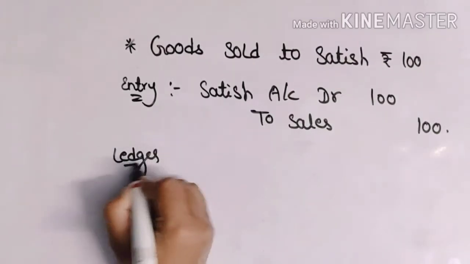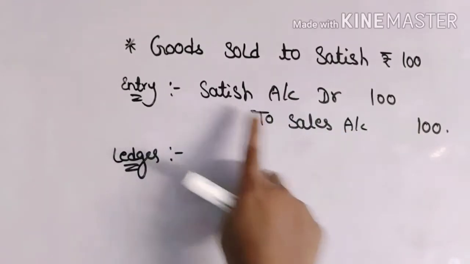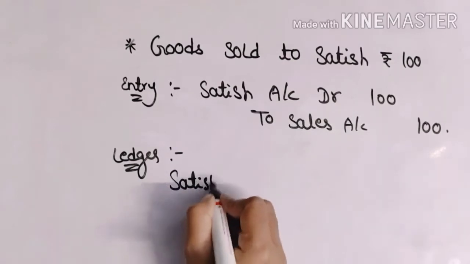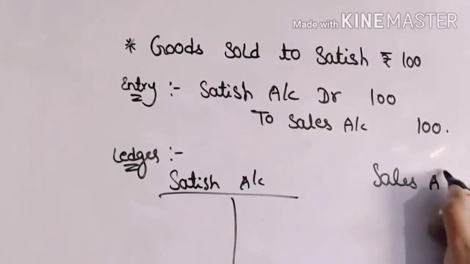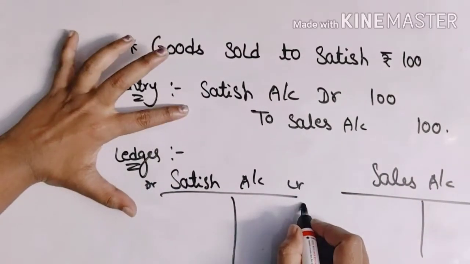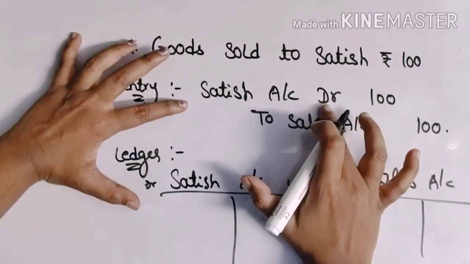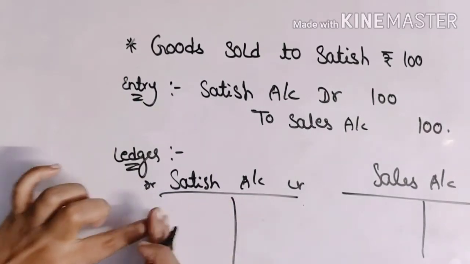So in the ledger, how many accounts will we open? Two accounts. Okay, one account is the Satish account and another is the sales account. Okay, this is the debit side and this is the credit side. Now how will you post this entry in this Satish account? See, Satish account is in the debit side. Okay, now come to the ledger, that is the Satish account debit side.